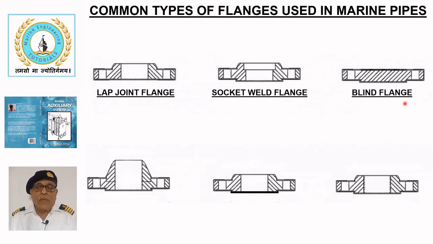Blind flange. A blind flange does not have an opening. It is used to close the end of the pipeline. Blind flanges are fitted on ship's bunker lines for receiving fuel oil, lubricating oil, and fresh water. Similarly, they are fitted on cargo manifolds on tankers and can be easily removed to connect shore pipelines.